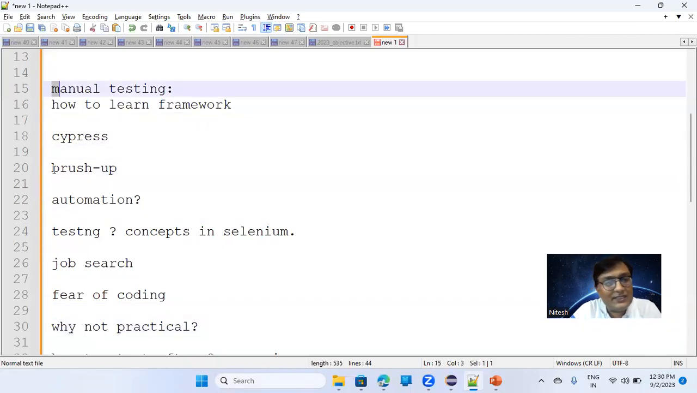Somebody said that they are in manual testing. Again, don't use this word, right? Testing is testing, whether it is manual or automation or anything. I know that when you want to represent yourself, you want to say you have done manual testing. That's fine. But testing is a common word. So you can say, okay, I'm working on testing.